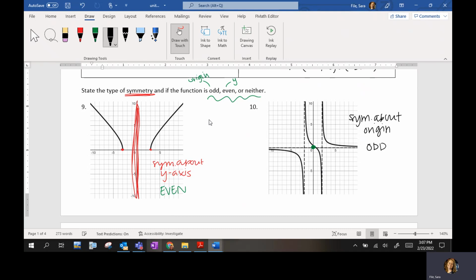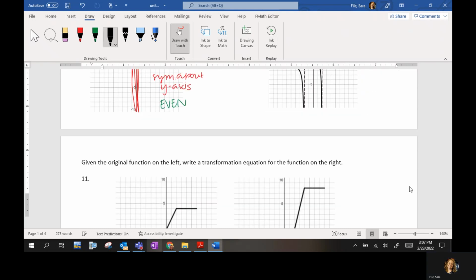If there is symmetry, but it's not origin or y-axis symmetry, the function's neither, okay? Or if the graph you have is not a function, it fails the vertical line test, then it's not even or odd, okay? To be even or odd, it has to be a function, a one-to-one function.